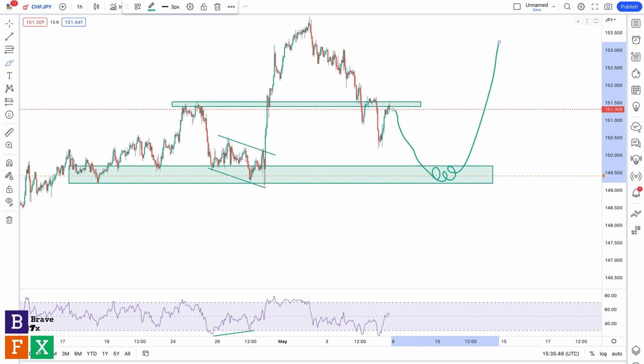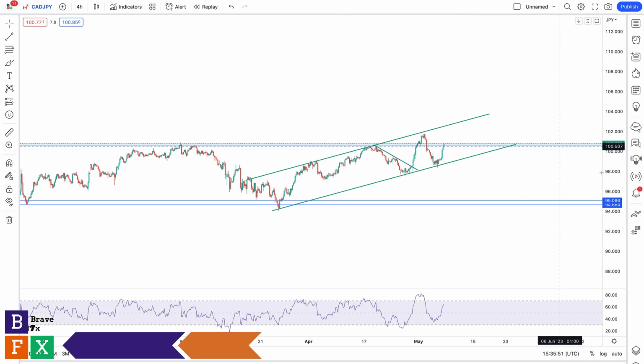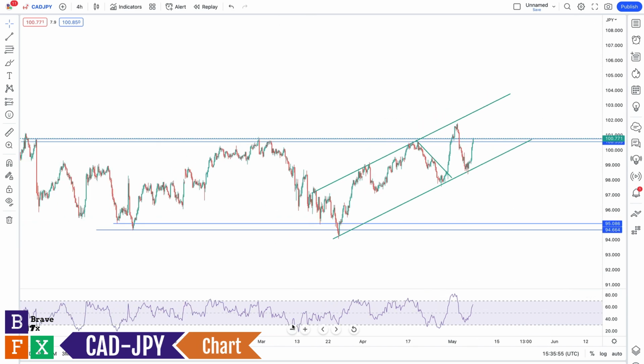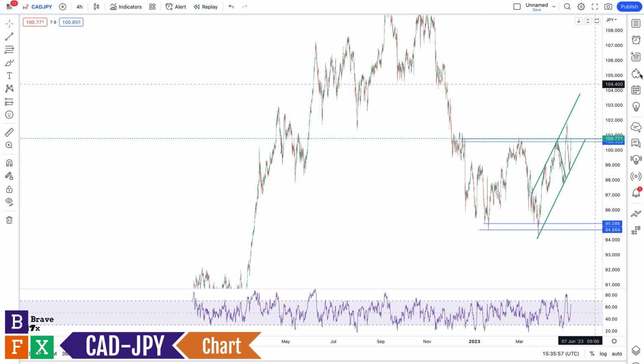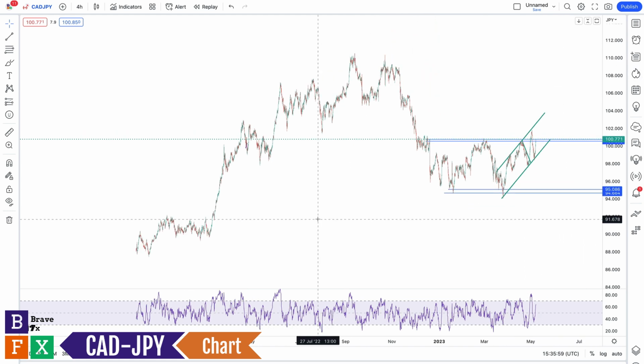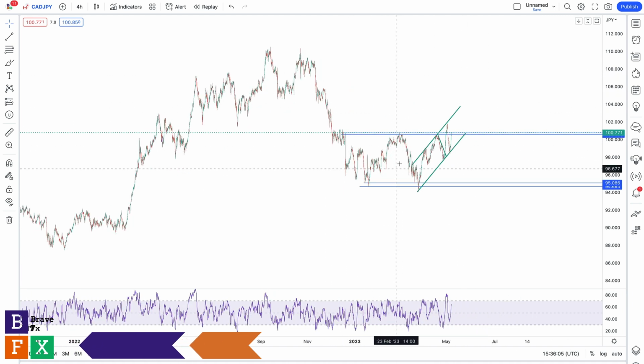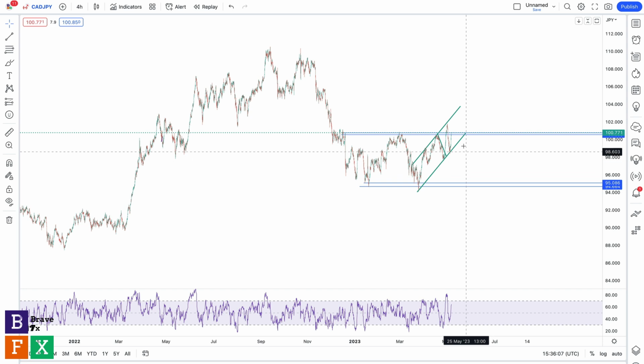So lastly, we're going to talk about CAD-JPY. So CAD-JPY, nice clean chart. So zooming out, we had a massive bullish move to the upside, and it seems price is reversing to the downside. So right now, I wouldn't be going long because this looks like a bearish continuation pattern, right?